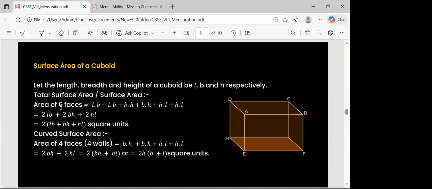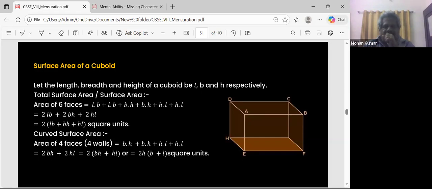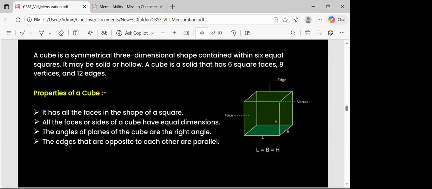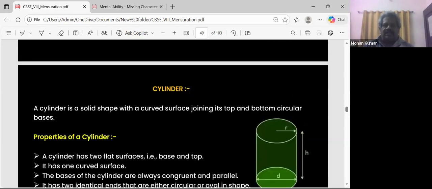Excuse me, sir. Can you show the cube properties once again? That also you need. Okay, I'll give it to you. Can you see it? Yeah, thank you. That's all. I had to write one way. So do you want the cylinder's properties? Yeah.